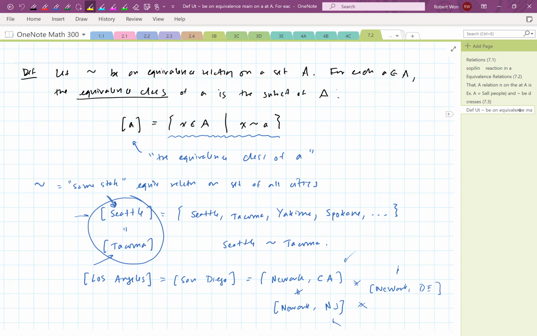Take any equivalence relation on a set A. Then for every element a in A, you can talk about the equivalence class of a. It's a subset of A, consisting of all things that are equivalent to this little a. We saw one example, the same state equivalence relation, where essentially the equivalence classes correspond to the states. The equivalence class of Seattle is all the cities in Washington. The equivalence class of Tacoma is all the cities in Washington. So these two are the same equivalence class. They just have different names, but these denote the same sets. So these two sets are actually equal, even though Seattle and Tacoma are not equal.